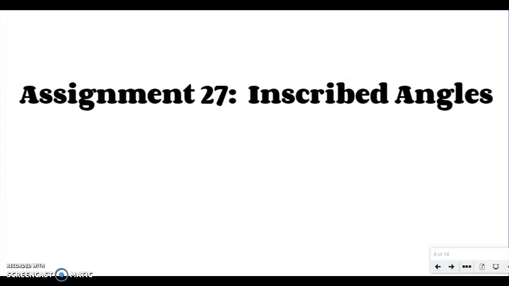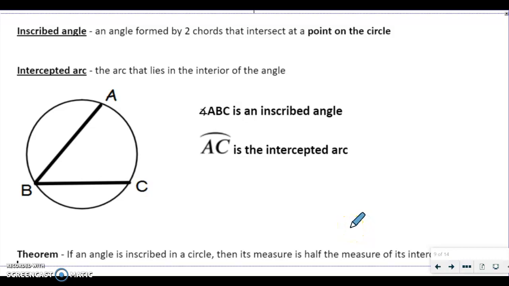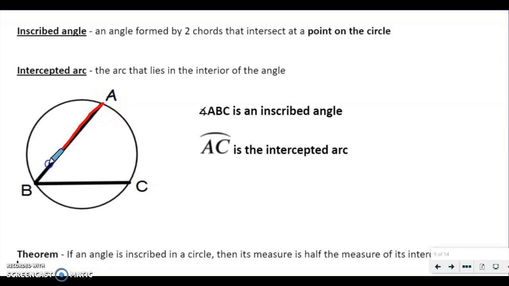All right, so we talked about arcs and central angles in the last video. Now what we're going to focus on is looking at inscribed angles. And just to review, you guys talked about this on Tuesday, the idea of an inscribed angle. It's an angle that is formed by two chords that intersect at a point on the circle. So like in this case, this is your inscribed angle. The vertex is on the circle and its two other sides are on the circle too.